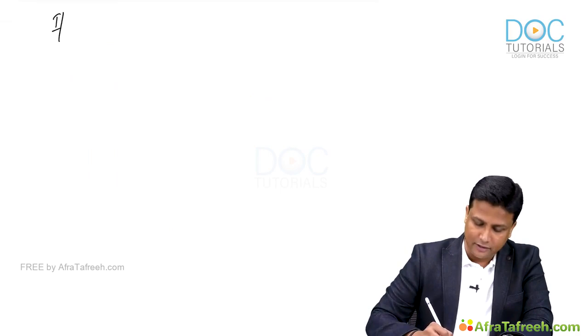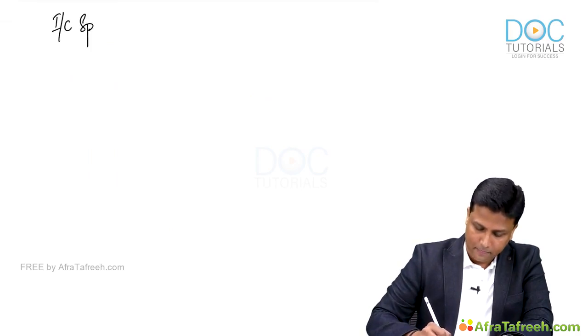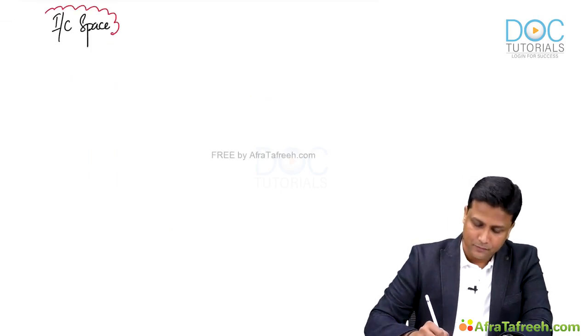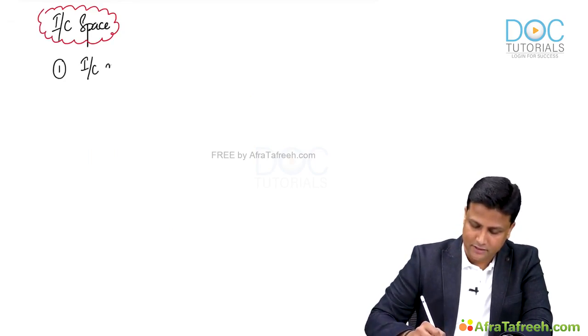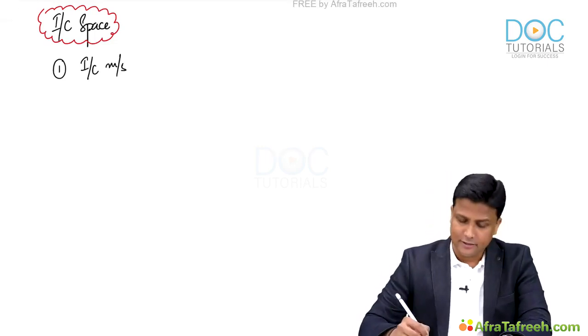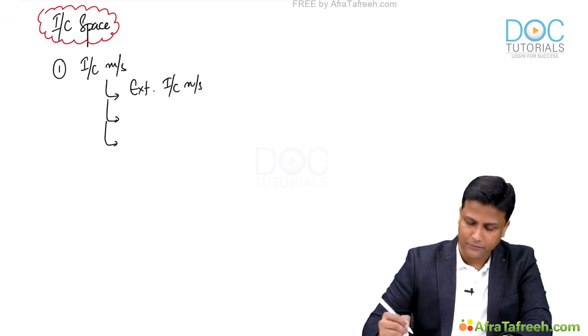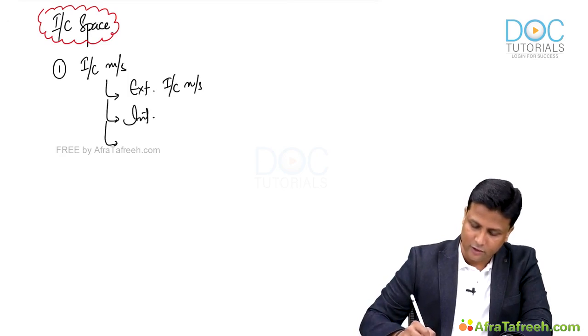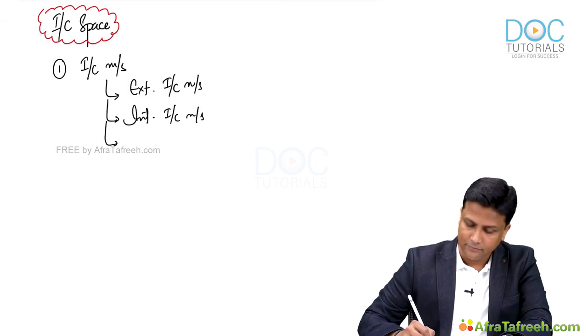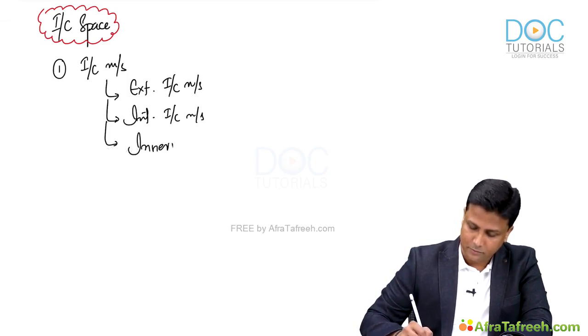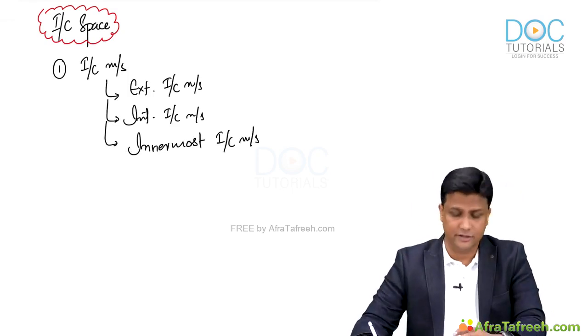So the next topic that we are learning is intercostal space. In the intercostal space, point number 1, you will be having the intercostal muscles. And those intercostal muscles are divided into 3 categories here. One will be the external intercostal muscle. Number 2, you have got internal intercostal muscle. And number 3, there will be the innermost intercostal muscle. External, internal, innermost.